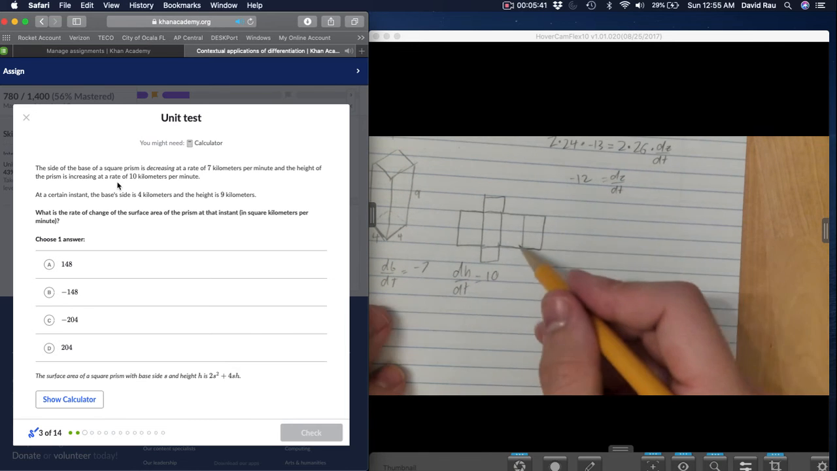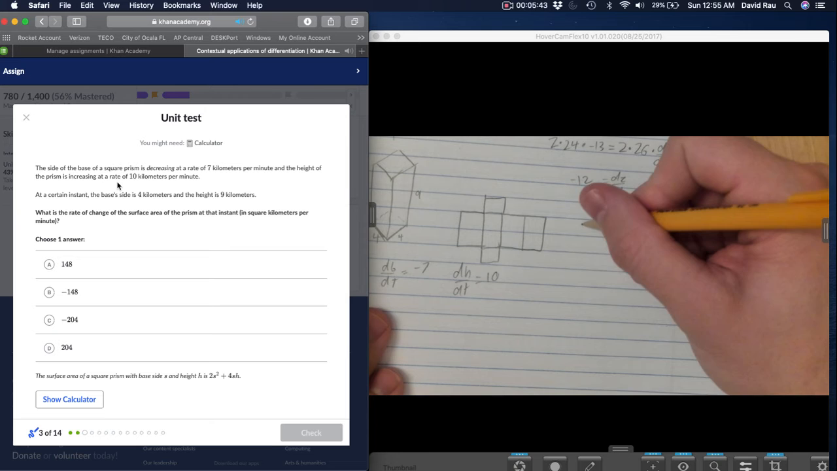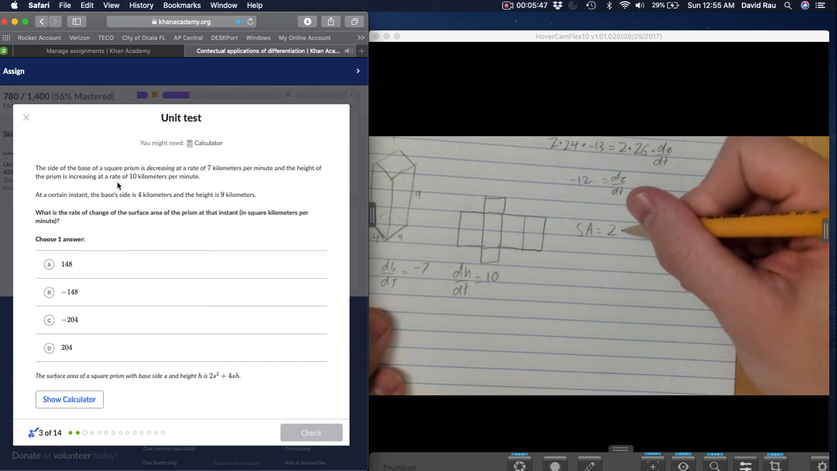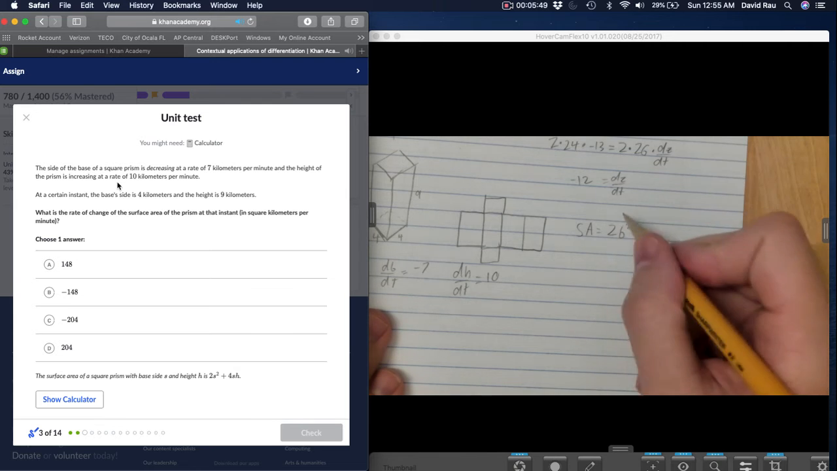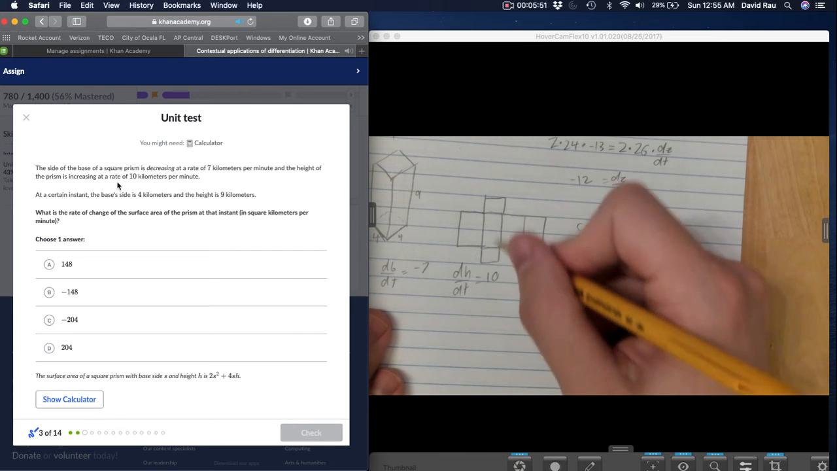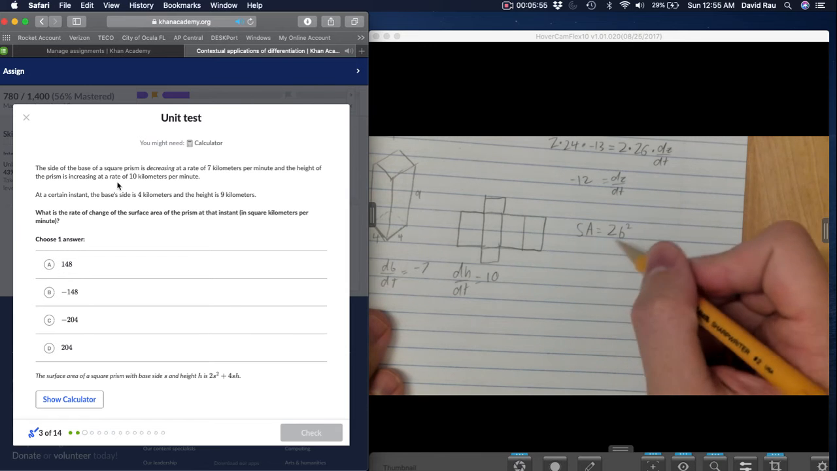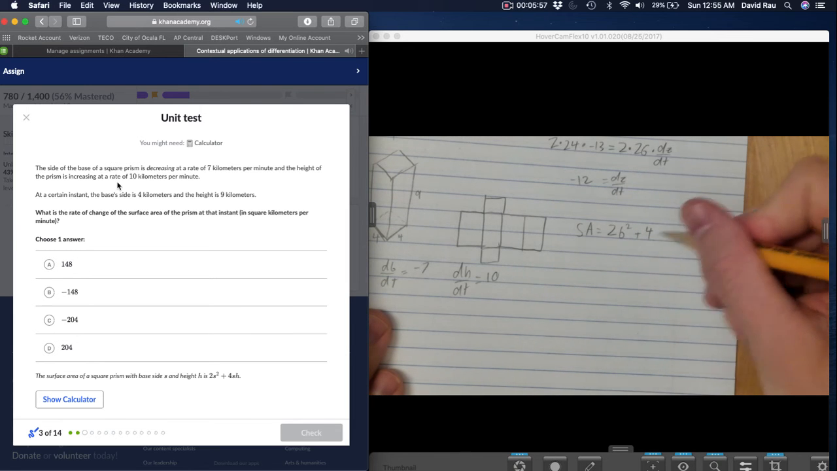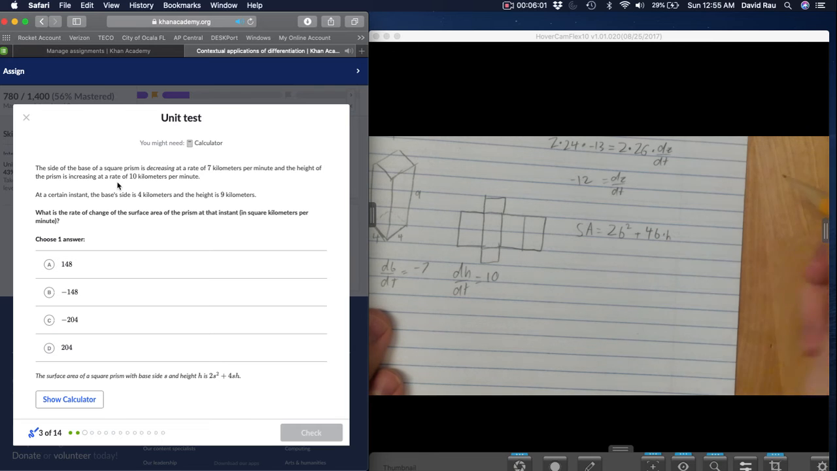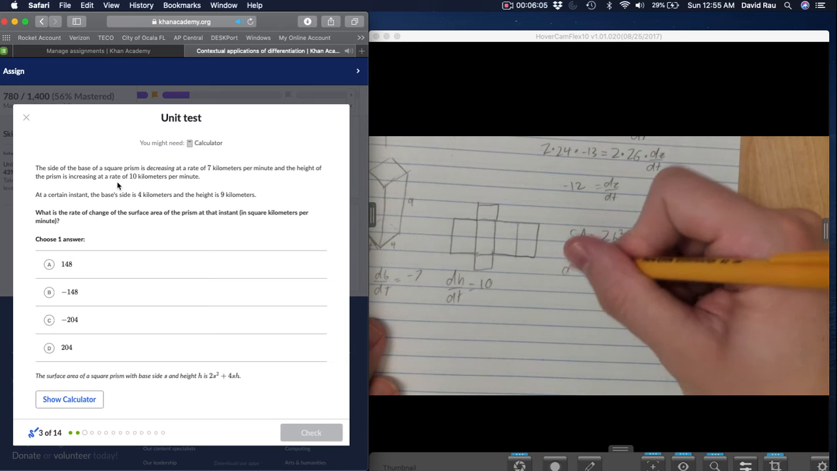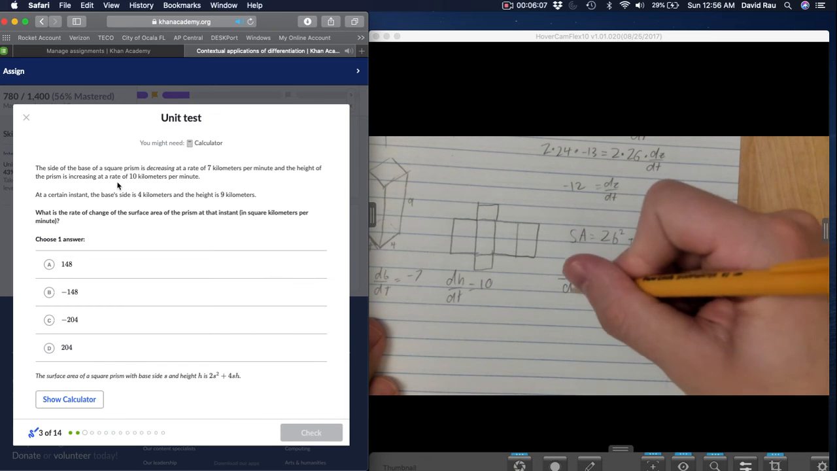We want to know the change in the surface area, so how could we write the formula for the surface area? Well, the surface area is 2 squares, so 2 of that base value squared, because that's the area formula for a square, just the side length squared, plus 4 rectangles that have the base and the height. There's our surface area formula. And now we're going to find the rate of change in the surface area formula.